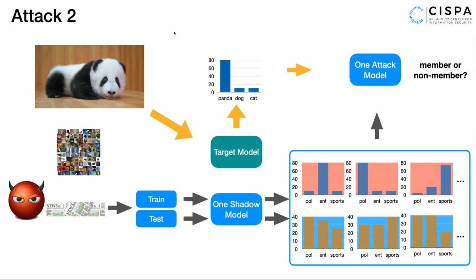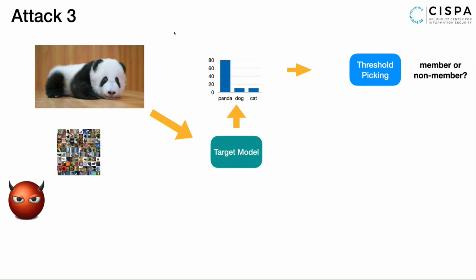For attack 3, as I mentioned before, the reason membership inference can work is the so-called overfitting. So for attack 3, can we directly use this information to do membership inference? It's even simpler. For attack 3, we just don't do anything with the shadow models or attack model. All we do is we get the image, we throw it to the target model, we get the posterior, and then we find a threshold on the largest value of the posterior.